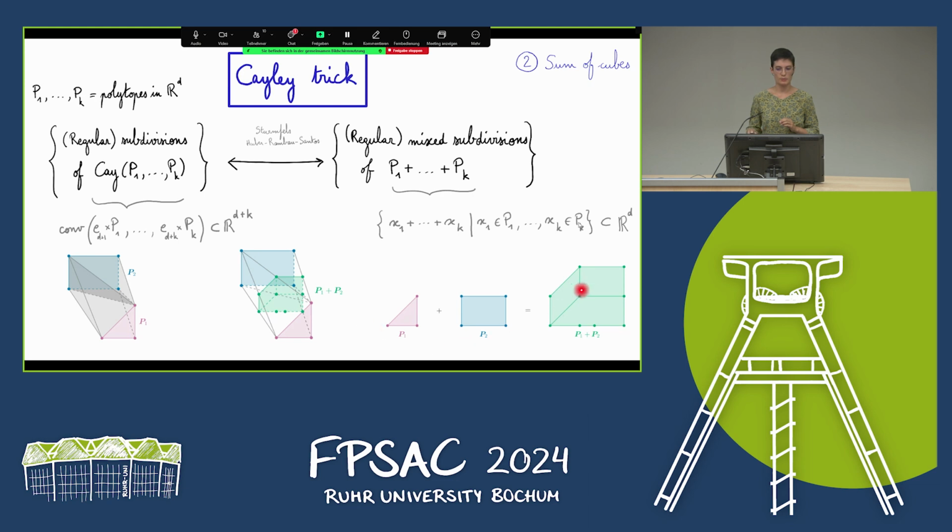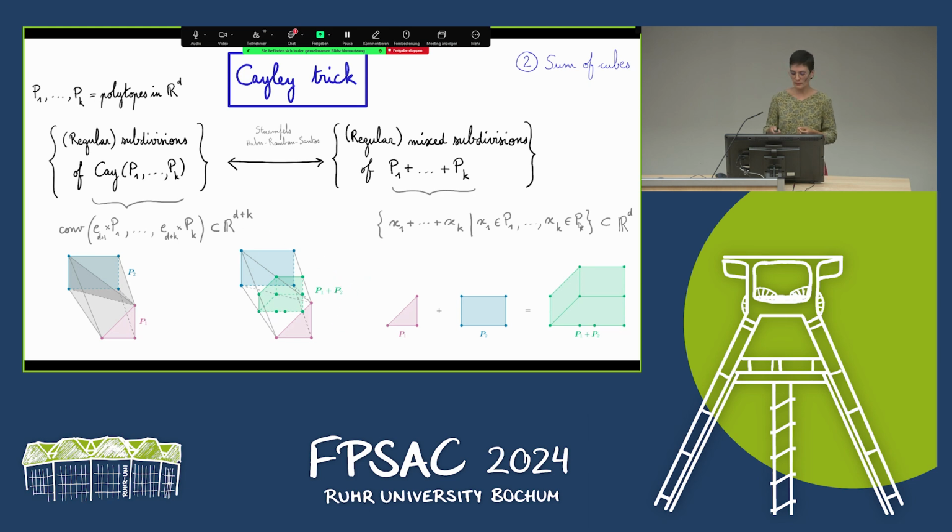With this same example, we would obtain this green polygon. And in fact, when we take the Cayley embedding and we intersect it with a well-chosen subspace, so here it would be the plane that hits in the middle of the segment between these two polygons, we recover the Minkowski sum. And when we have a subdivision of the Cayley embedding, we will have what is called a mixed subdivision of the Minkowski sum, which means that the cells of the subdivision respect this Minkowski sum structure.